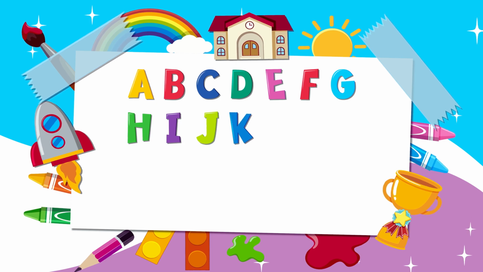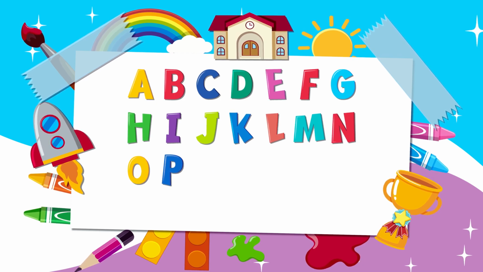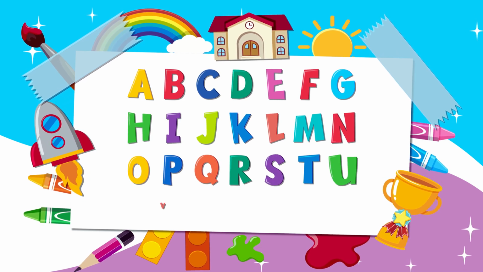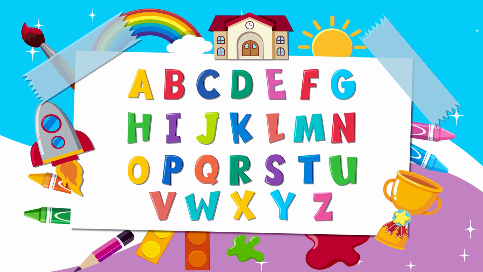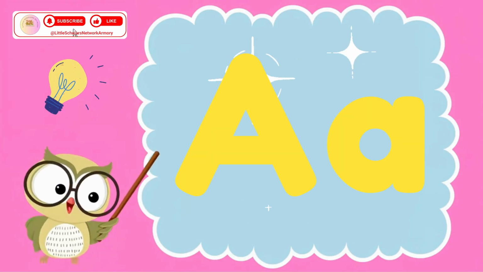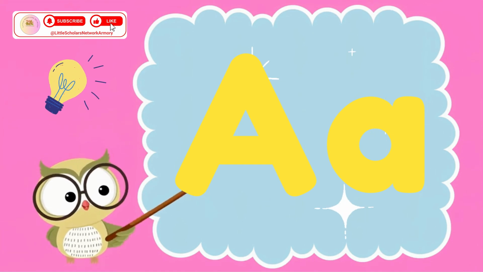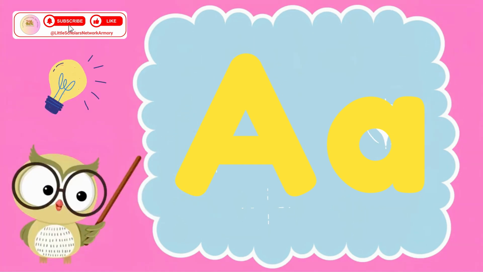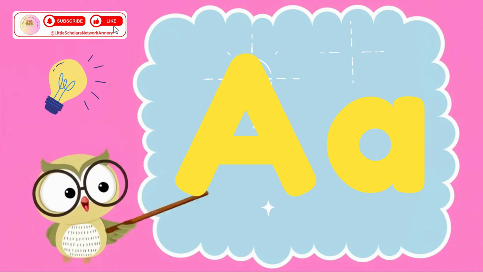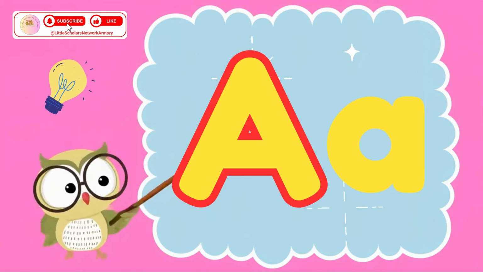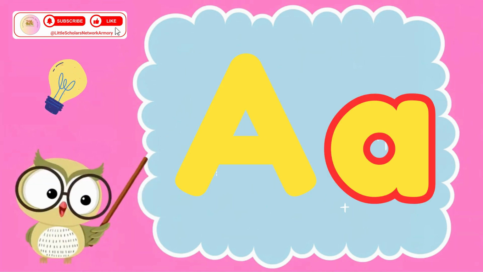It's the letter A. Today, we're going to explore the sounds A makes and discover some awesome words that use A. Get ready for an adventure with the letter A. Here we go! This is the letter A. It's the very first letter in the alphabet. It has two shapes, uppercase A and lowercase a.